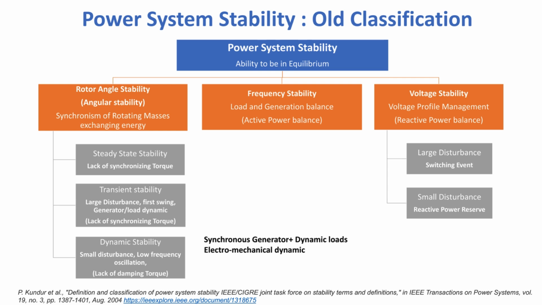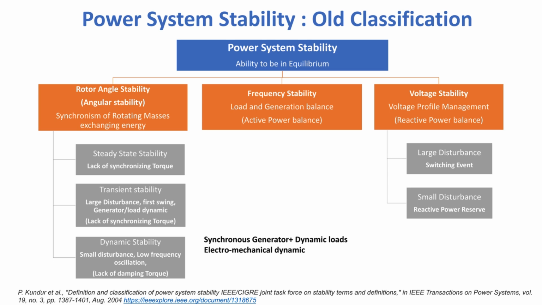So steady state and transient are more about having enough synchronizing torque to stay locked in or pull back. Generally, yes. Lack of synchronizing torque is the main issue there, while dynamic is about lack of damping torque, letting oscillations run wild. That's a good way to put it for the old classification.